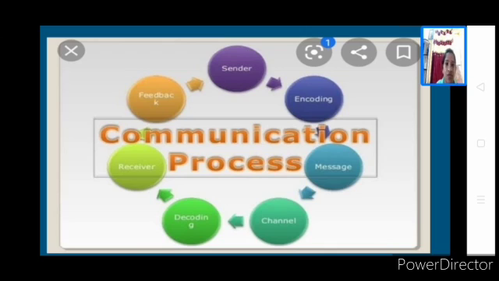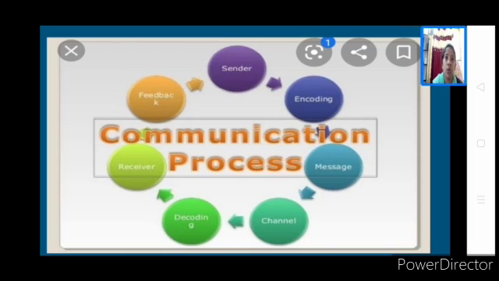Not this one, I have selected this particular chart just for explanation. So the process is like this. These are the elements in the process of communication: sender, encoding, message, channel, decoding, receiver and feedback. Along with that, we can add one more, noise. The sender is the one who wants to communicate, who wants to transmit the information. If I am doing that, I become the sender.